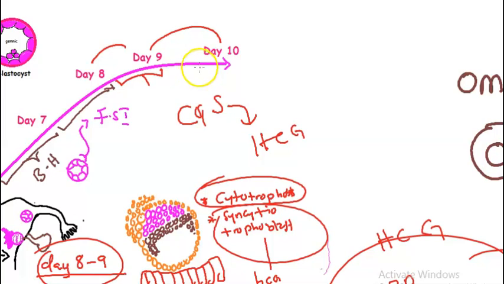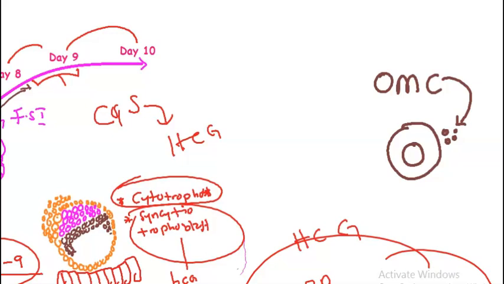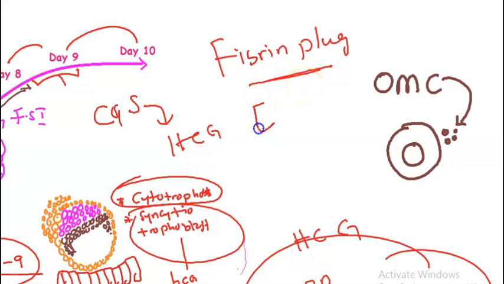At day 10, this is the completion of the implantation. The blastocyst will fully embed into the endometrium. Notice that at this stage, a small plug of cells, which we call the fibrin plug, will simply seal the implantation site. The inner cell mass will begin to differentiate into the epiblast and then hypoblast, forming a bilaminar disc that will later develop into the embryo and supporting structures.